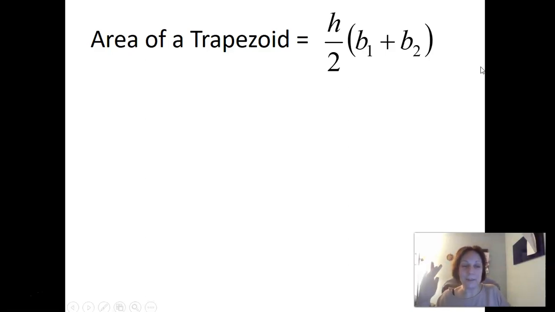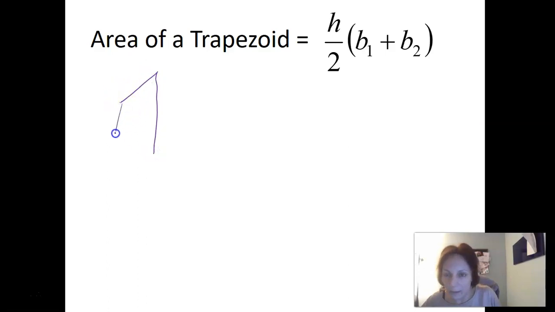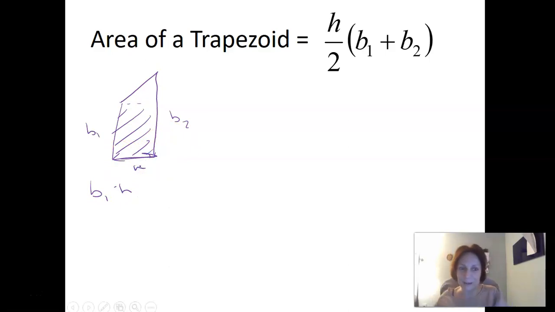For years, I could not remember this formula until I realized that you can think of it one of two ways. If you have a trapezoid like this, this is base 1 and this is base 2, right? Your parallel sides are your bases. If you found the area of this rectangle, that would be base 1 times height. This is your height, even though it's a back and forth measurement. That's a little awkward.